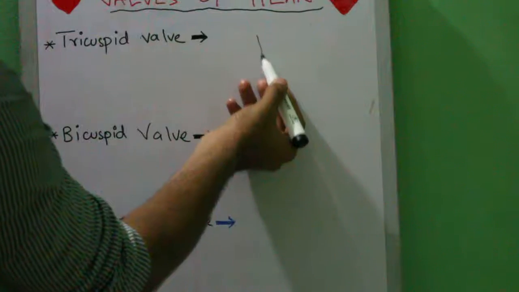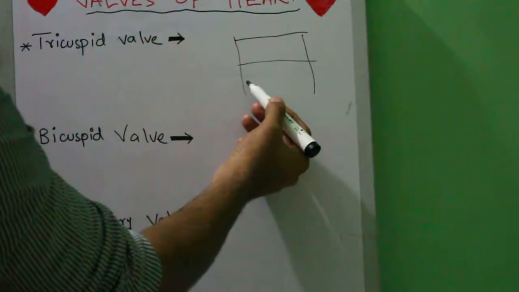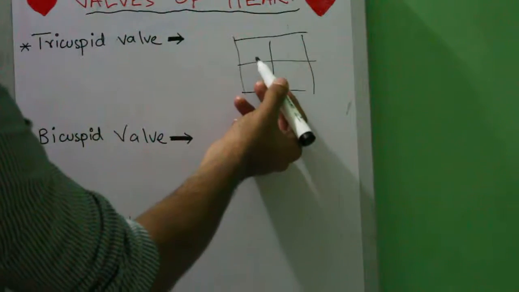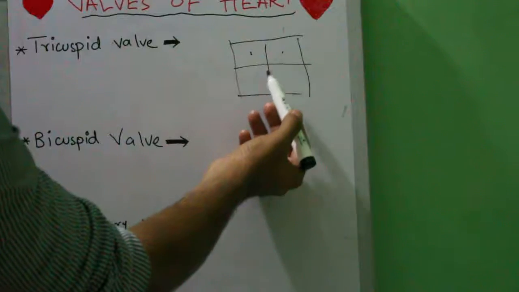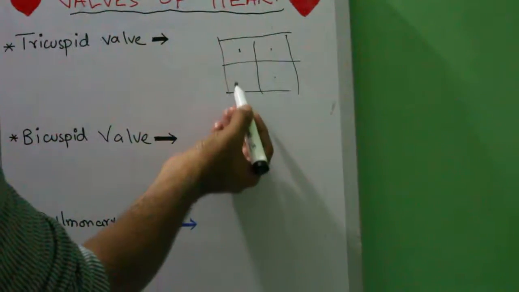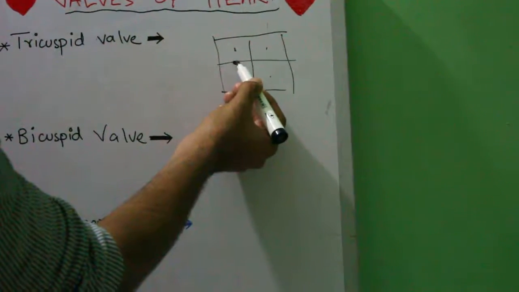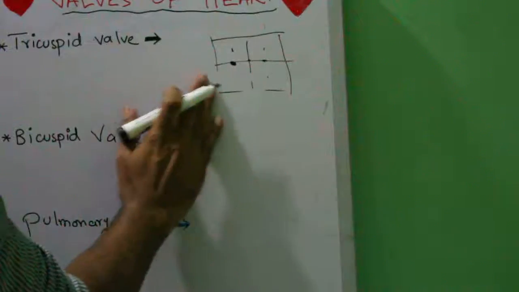Let me show you. For example, this is heart. Let's assume these are the chambers of the heart. Right atrium, right ventricle, left atrium, left ventricle. Now these valves are present like in these points. They prevent the blood flow.